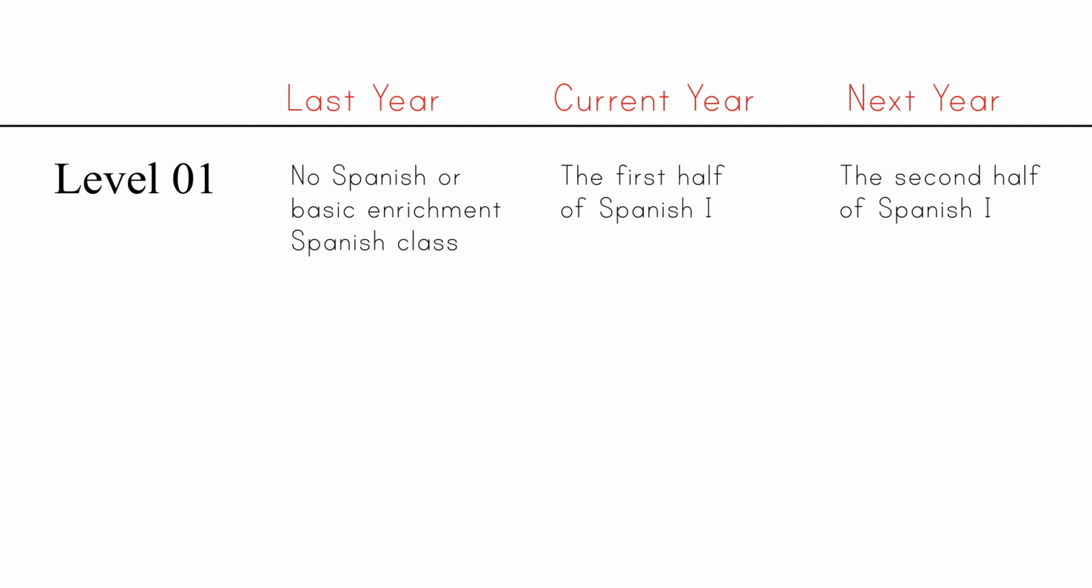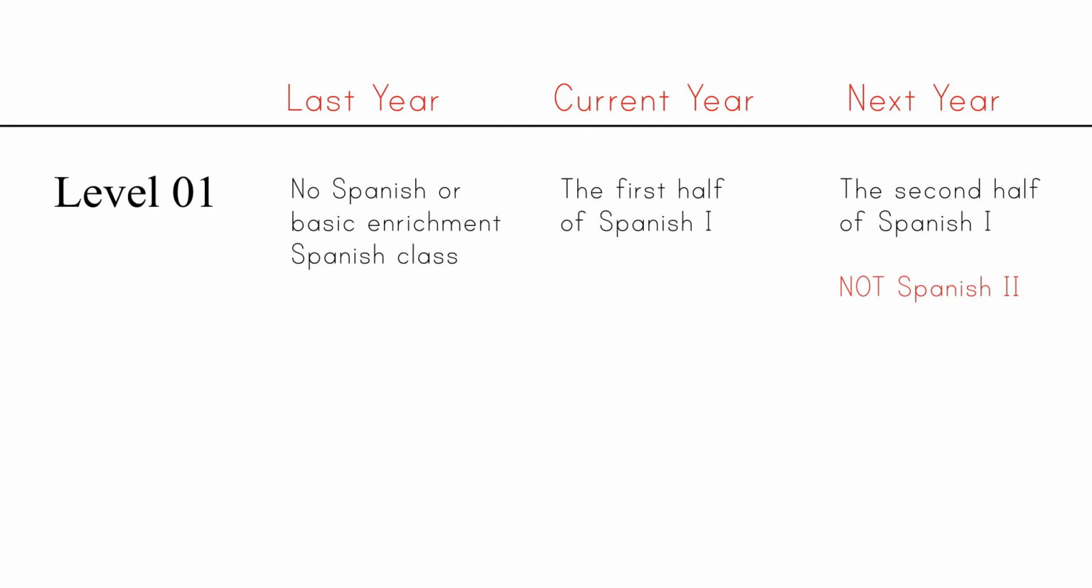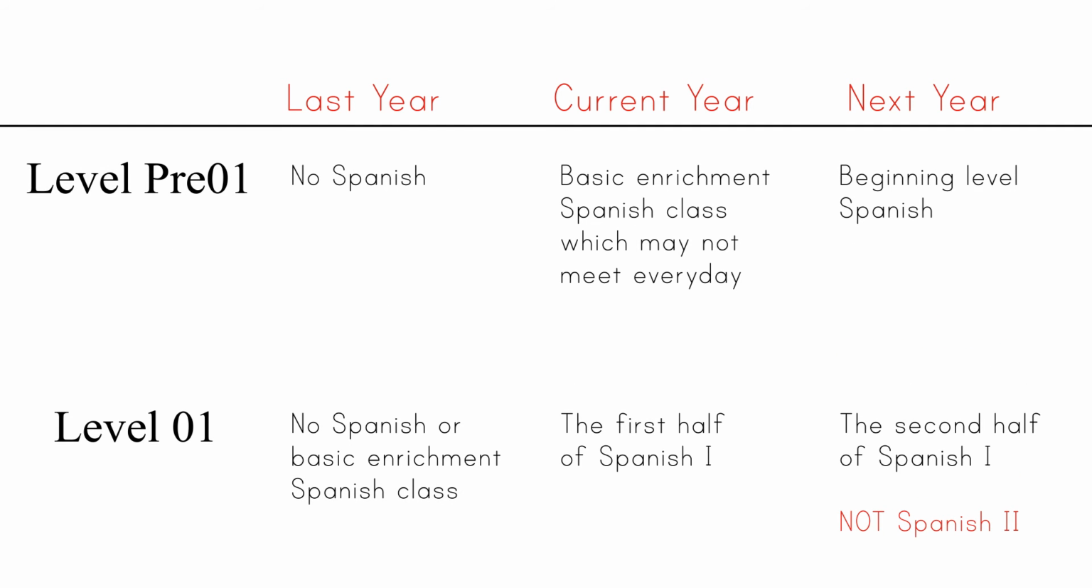Next year, the course content will be the second half of Spanish 1, and the student will not be enrolled in Spanish 2 until 2 years from now. Middle school students who were not enrolled in a Spanish class the previous year and who are currently enrolled in a basic enrichment Spanish class this year may register for the Level Pre-01. To qualify for Level Pre-01, the student must be currently enrolled in a basic enrichment Spanish class, which may not meet every day.